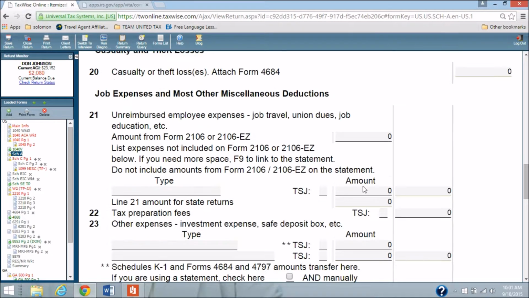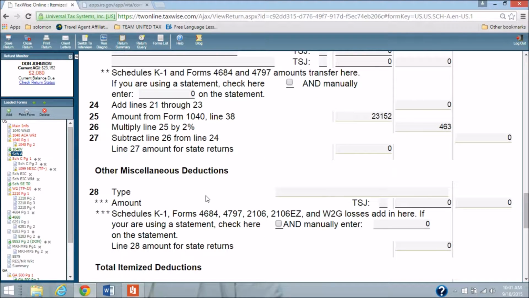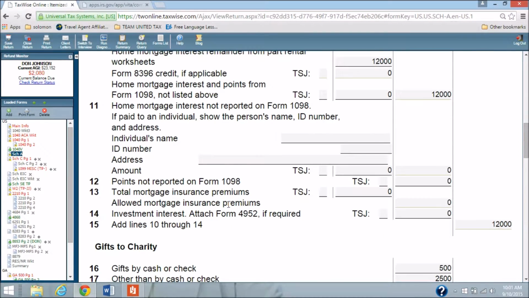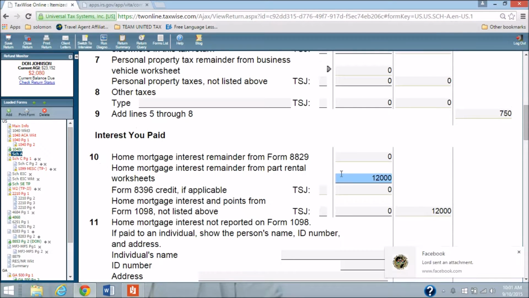So we go down a little bit further. Look at that, 22 tax preparation fees. You can even write off your tax preparation fees. Other expenses, investment expense, safe deposit box, etc. Miscellaneous deductions. A lot of these, this area right here, I've probably never ever used. It's always the mortgage. These are the lines we always do, the state taxes, and then we get their mortgage interest paid.